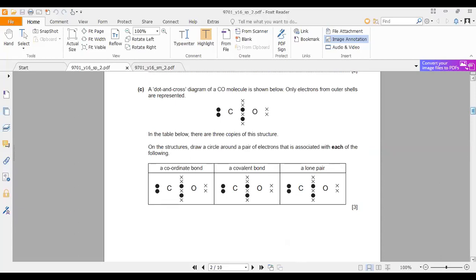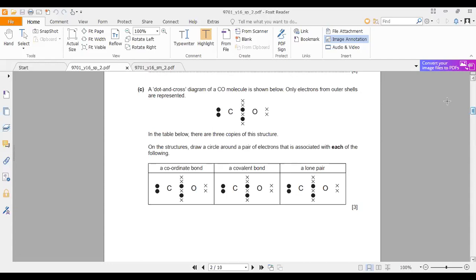On the other hand, a coordinate bond is a special kind of covalent bond, not a regular type of covalent bond. It is a special type of covalent bond where a particular atom provides both the electrons for sharing, whereas the other atom doesn't provide any electron.